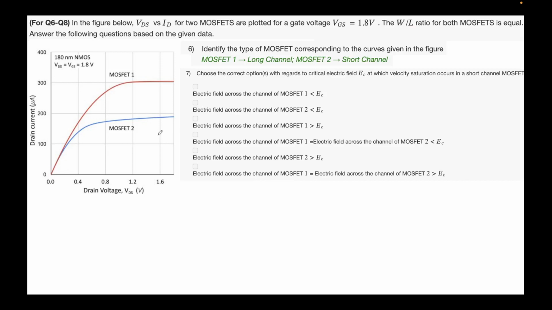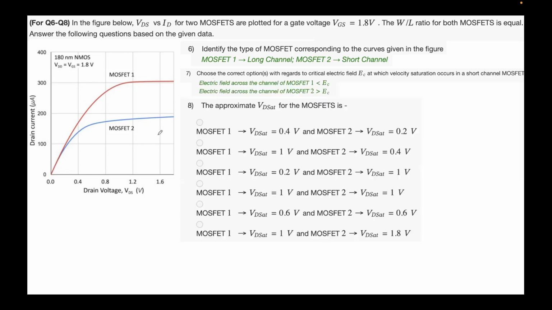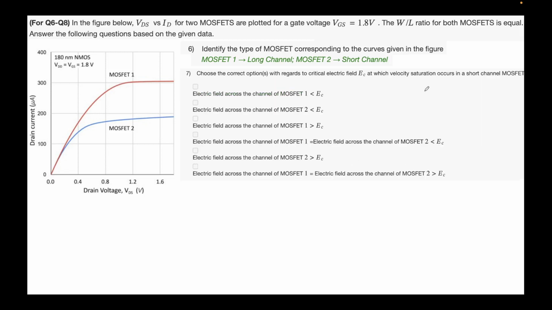So we have identified that the first MOSFET is the long channel one and the second is the short channel one. The second question in this set asks us to choose the correct option with regard to the electric field at which velocity saturation occurs in a short channel MOSFET. We have already seen that. Remember, we drew drift velocity versus E. This was something we denoted as the critical electric field, E critical, beyond which your drift velocity saturates. This is for every semiconductor. And we see that only in short channel MOSFETs.